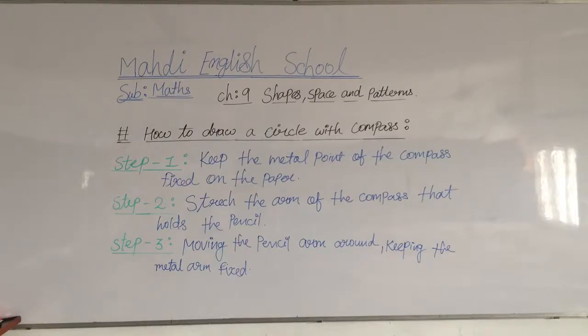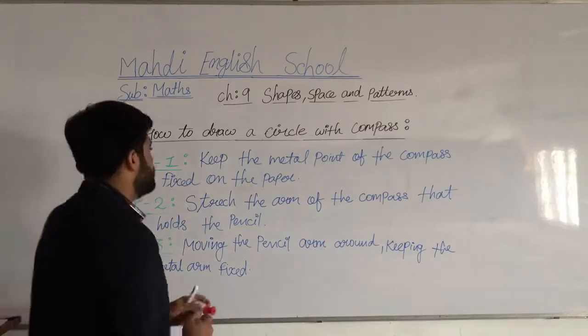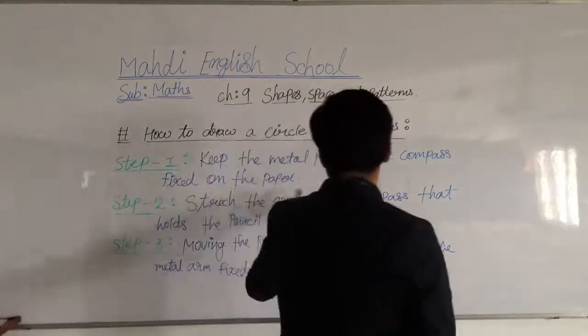So now further we move on to how to draw with a compass. My dear students, now we will start here. We start here how to draw a circle. Okay. So now I will show you here. If you have a small rounder, you can take it properly. Okay. So now, with the metal point of the compass fixed on the paper.